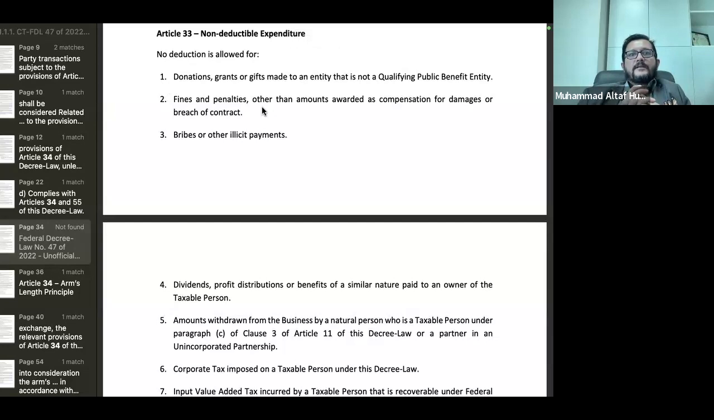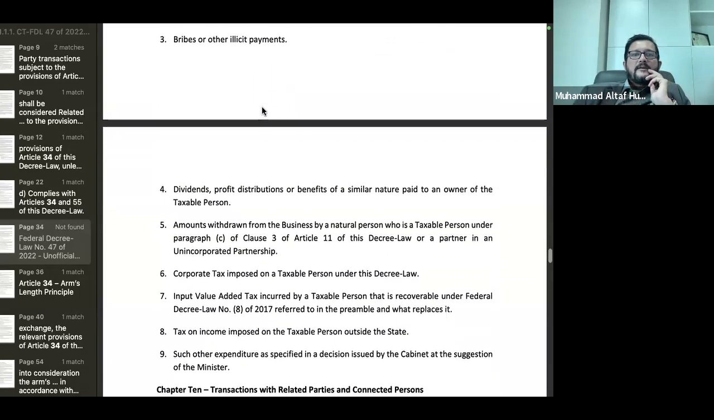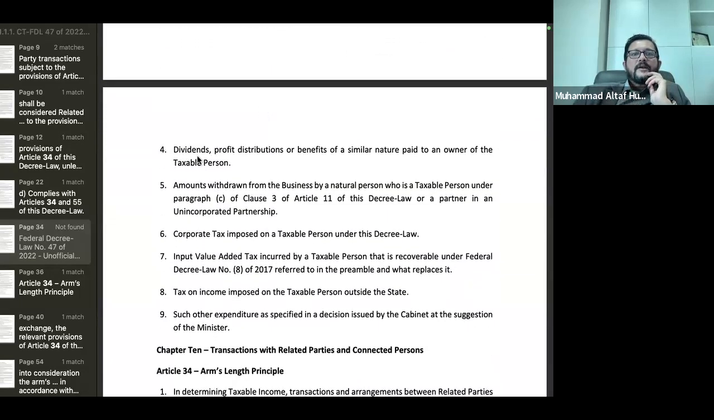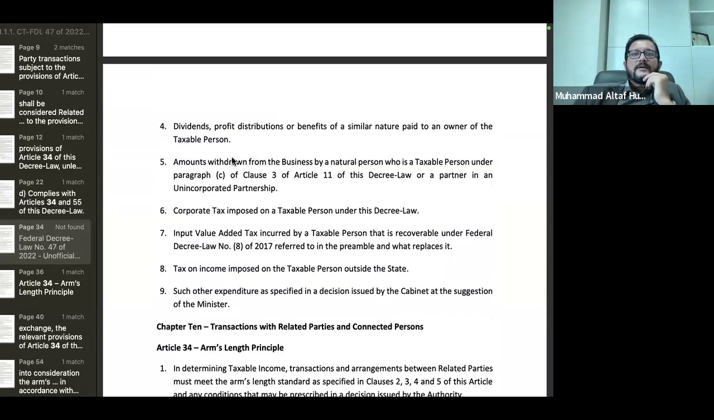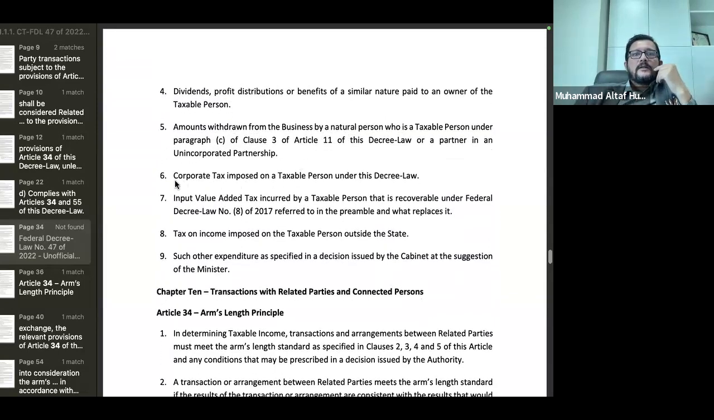Fines and penalties other than amounts awarded as compensation for damages, or so breach of contract. No specification for government. Okay, now one more interesting thing. Dividends, naturally, are not deductions, right? They are an appropriation of profit. Amounts withdrawn from business, these are drawings. Drawings are not deductible. This is an interesting thing.